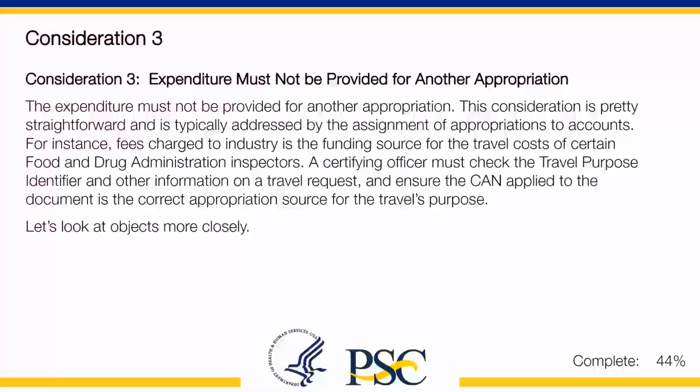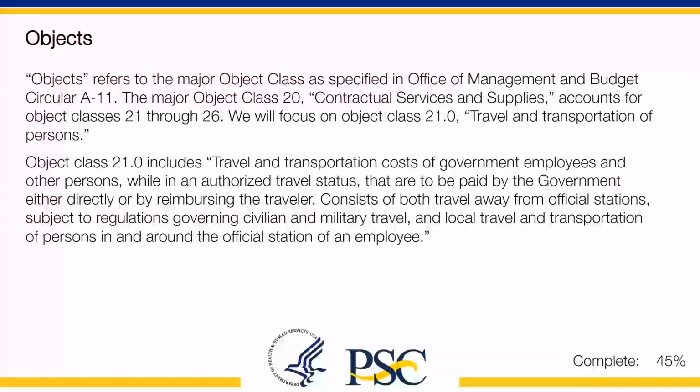Let's look at objects more closely. Objects refers to the major object class, as specified in Office of Management and Budget Circular A-11. The major object class 20, Contractual Services and Supplies, accounts for object classes 21 through 26. We will focus on object class 21.0, Travel and Transportation of Persons. Object class 21.0 includes, quote, travel and transportation costs of government employees and other persons, while in an authorized travel status, that are to be paid by the government, either directly, or by reimbursing the traveler. Consists of both travel away from official stations, subject to regulations governing civilian and military travel, and local travel and transportation of persons, in and around the official station of an employee, end quote.